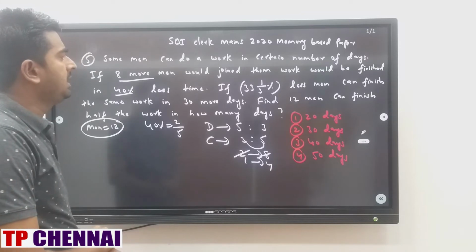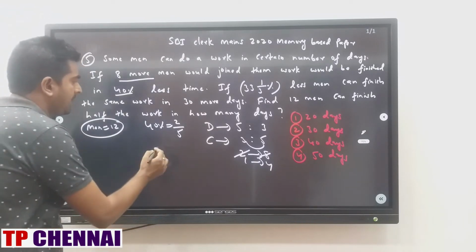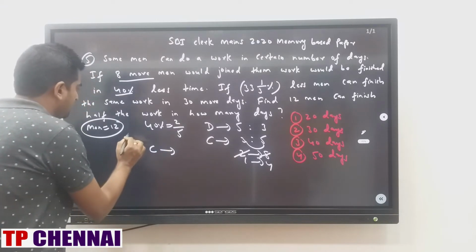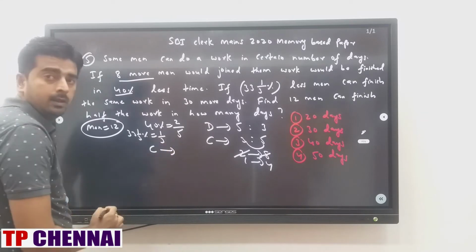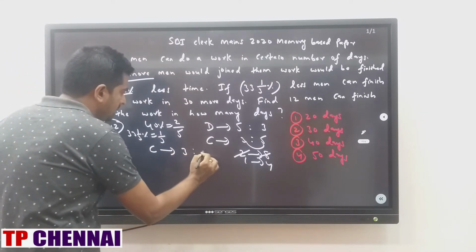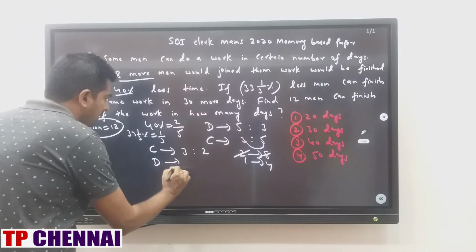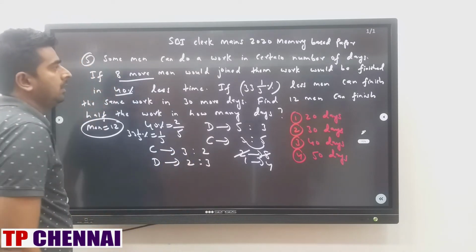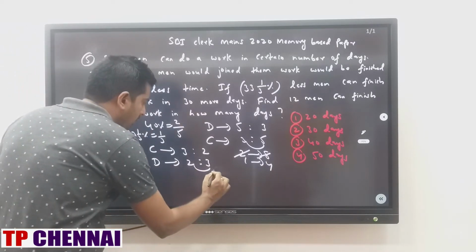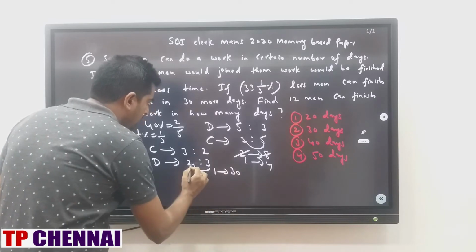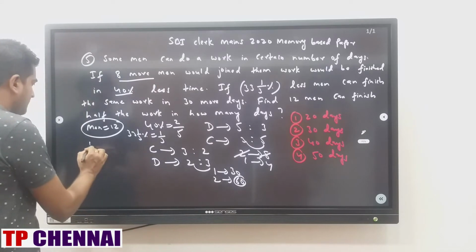Second line, if 33 1 by 3% fewer men can complete the same work in 30 more days. That means capacity. So what is the 33 1 by 3% fraction value? 1 by 3. That means if the initial person is 3, now it is 2. 1 less is there. So days or time will be how much? 2 is to 3. Then the same work will take 30 more days. Here how much more? 1. 1 part is 30. So 2 parts is how much? 60. So days is 60.